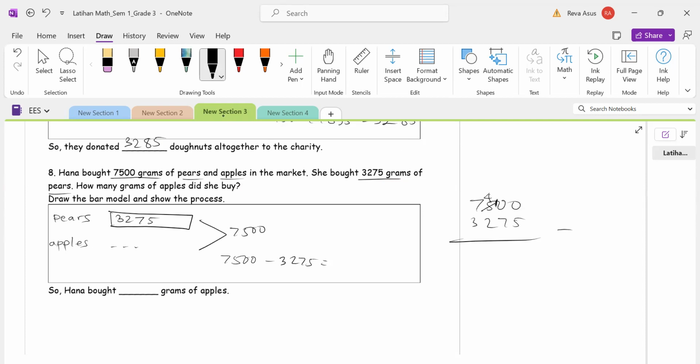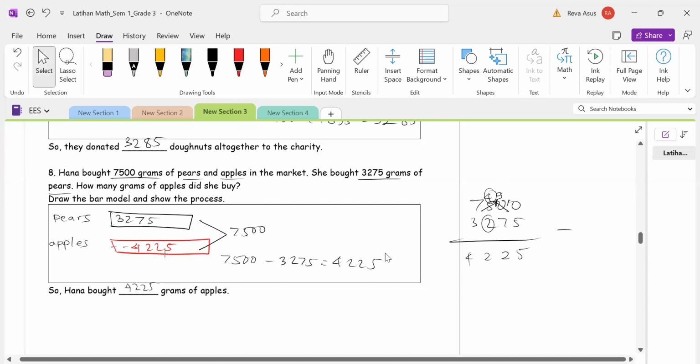And then we can break the 10 here. The tens became 9. And then the ones became 10. So 10 minus 5 is 5. And then 9 minus 7 is 2. 4 minus 2 is 2. 7 minus 3 is 4. So it is 4,225. So Hannah bought 4,225 grams of apples. So the bar for apples is supposed to be longer. 4,225. There.